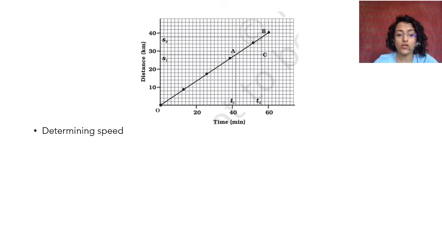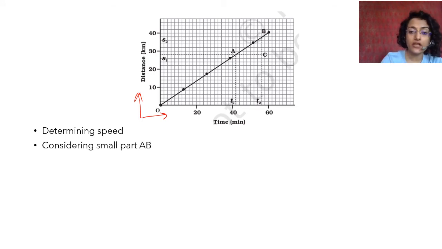Okay, so now we will determine the speed. We have said that uniform speed is where distance is directly proportional to time. So now using this distance and time graph, we can determine the speed of the object. How do we do that?